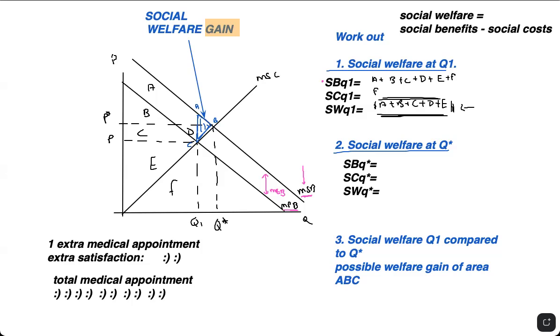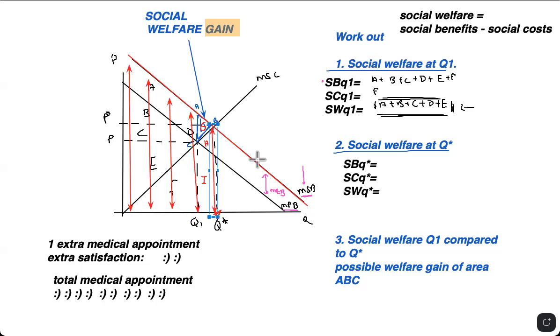I've run out of color options, so I think the best I can do is that color F. A, B, C, D, E, F, whoops, G, H, and I. I need to add more of these because I'm going all the way up to Q star now. Right, so the benefits to society of Q star is going to be looking at the MSB curve and looking at the marginal social benefit that has been gained for all of the units up until Q star.